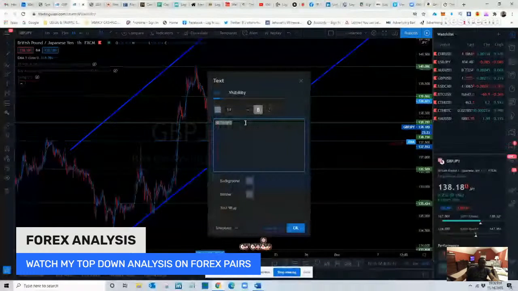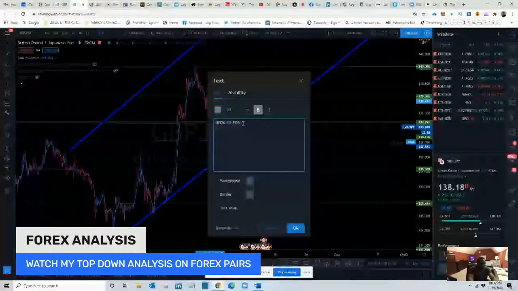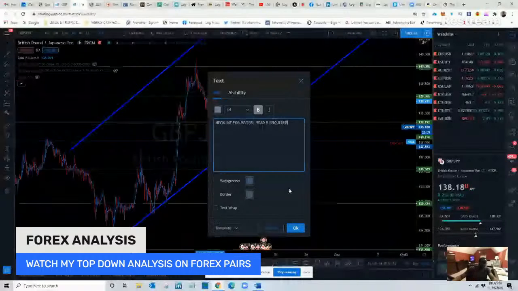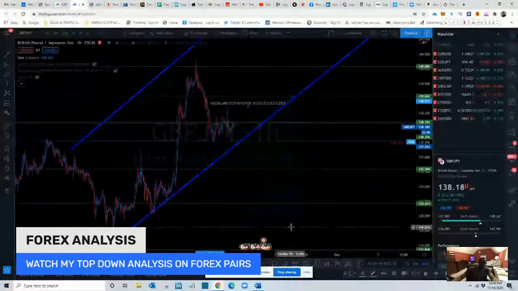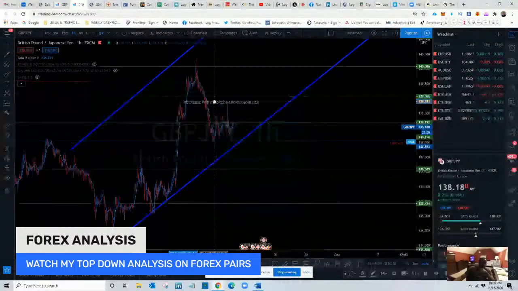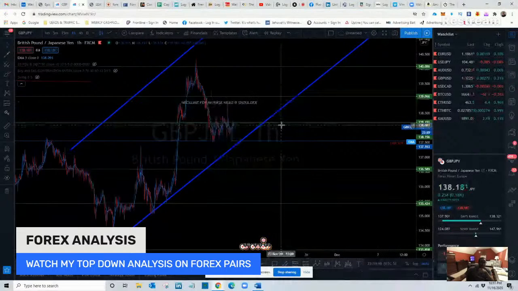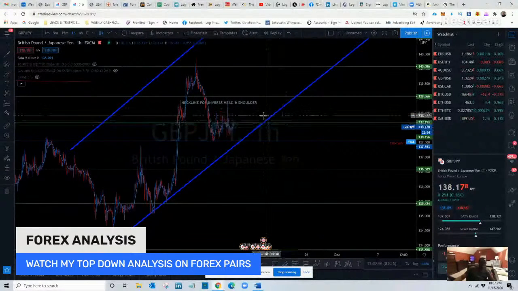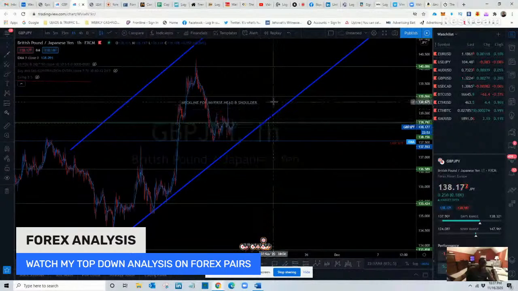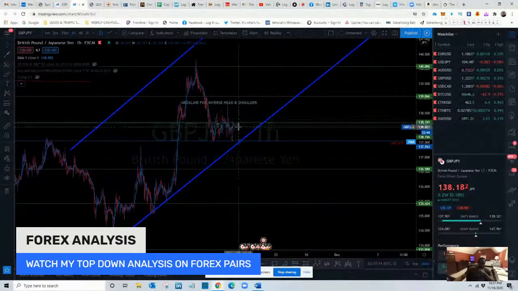And I'm going to edit this again, and I'm going to say neckline or inverse head and shoulder. All right. I could put it over here. That's fine, because it's not going to get in the way. So we see, now price is over the 50. Looks like it's going to go straight up.